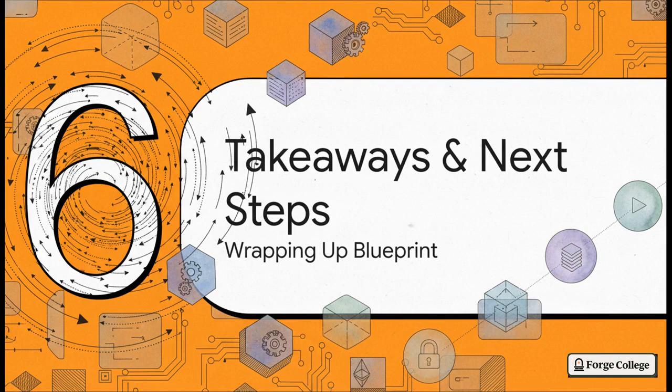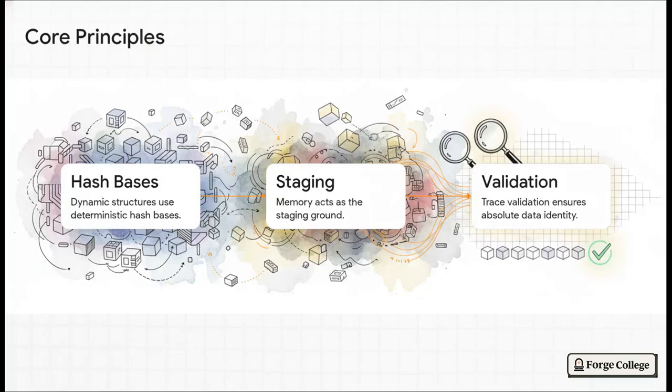And that brings us to section 6, takeaways and next steps, wrapping up the blueprint. So the crucial point is really understanding the overarching workflow of how the EVM handles all this complexity. Let's wrap up our 3 main operational principles. Just to reiterate our core concepts here. Number 1, dynamic structures do not get contiguous slots. They use deterministic hash bases. Number 2, memory acts as our chaotic, temporary staging ground. And number 3, step-by-step trace validation is basically our ultimate debugging tool to ensure that our data identity actually matches our expectations.